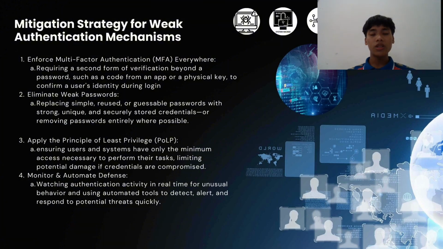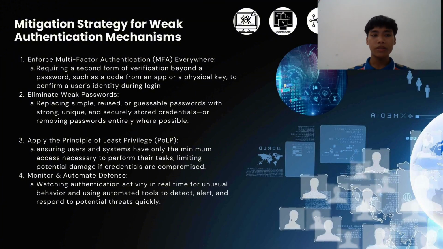Up next is the elimination of weak passwords. This can be done by using tools like password managers to generate strong passwords, and to remove any weak passwords where possible. This can be further improved by using biometrics, so that passwords themselves don't need to be used. Up next is the principle of least privilege.